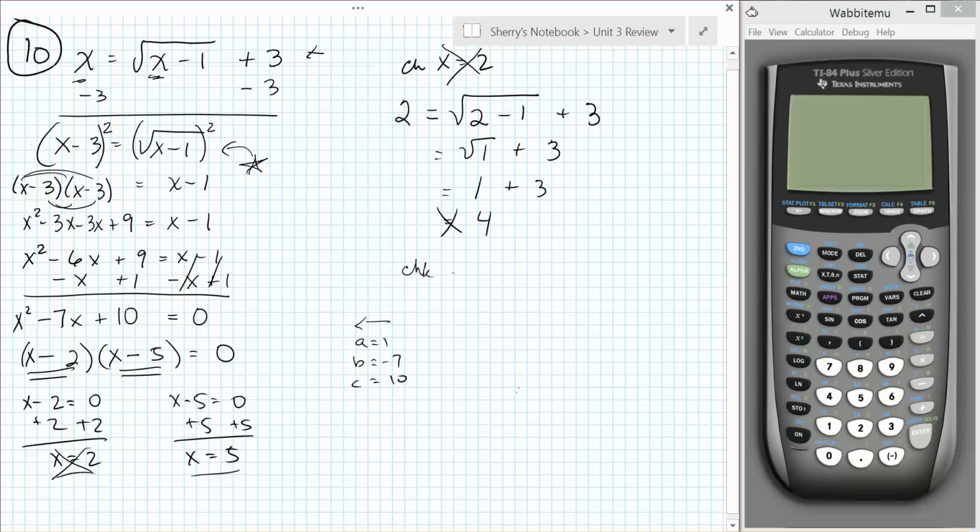Next, let's check x equals 5. That was our other possible solution. So we go back to the original equation. We put 5 in anywhere we see x. So 5 equals the square root of 5 minus 1, plus 3. Let's see if this one works. So 5 minus 1 is 4. The square root of 4 is 2. 2 plus 3 is 5. Yay, that one works. So in this case, x equals 5 does end up being a solution to this equation.